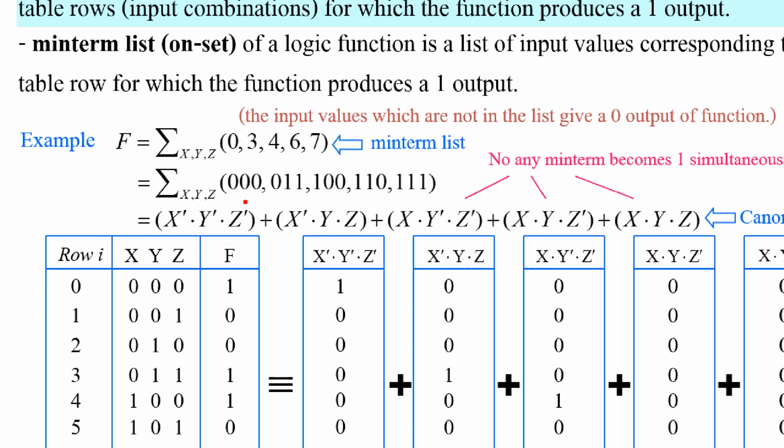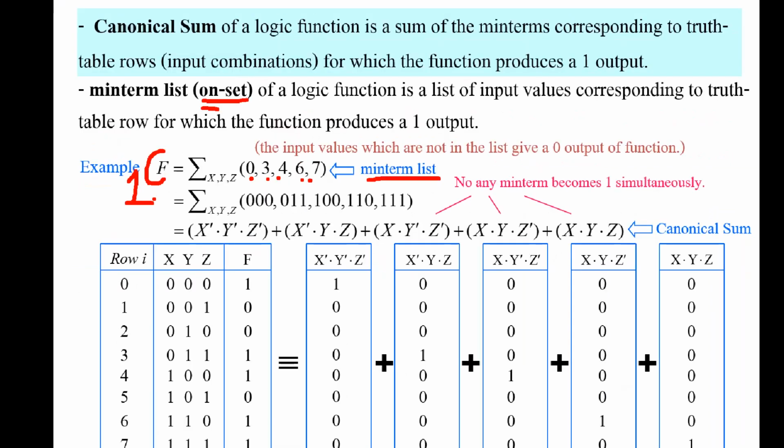This kind is called a minterm list, or on-set. On-set, off-set, right? On means the result is 1. The minterm list lists all input values that make the function 1.